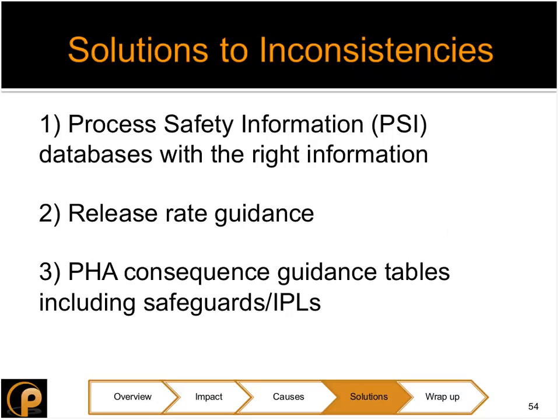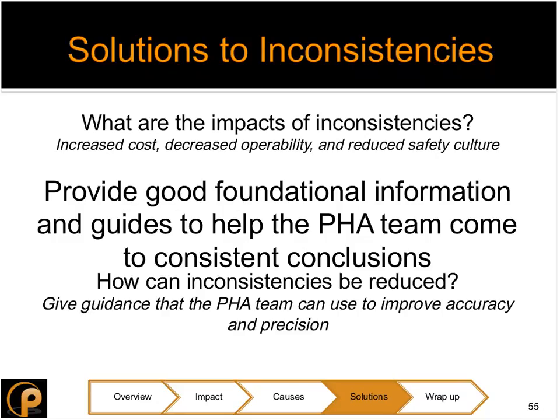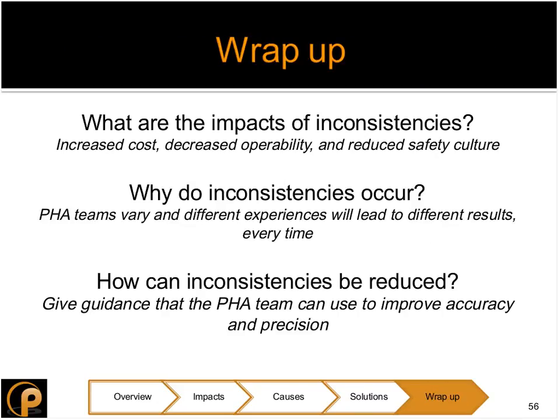So I've talked about three major solutions here: PSI databases with the right information, release rate guidance, and PHA consequence guidance tables, which include safeguards and IPLs. All three of these improve consistency in your PHAs. Ultimately, what I'm saying here is you need to provide good foundational information and guides to help the PHA team come to consistent conclusions. So they have the same information, they come to the same conclusions. To wrap up, inconsistencies are going to increase your cost, decrease operability, and reduce your safety culture. And they occur because PHA teams are going to vary and have different experiences, and they may have different information.